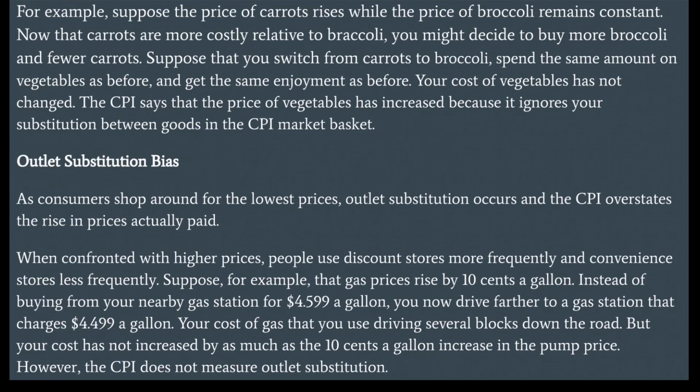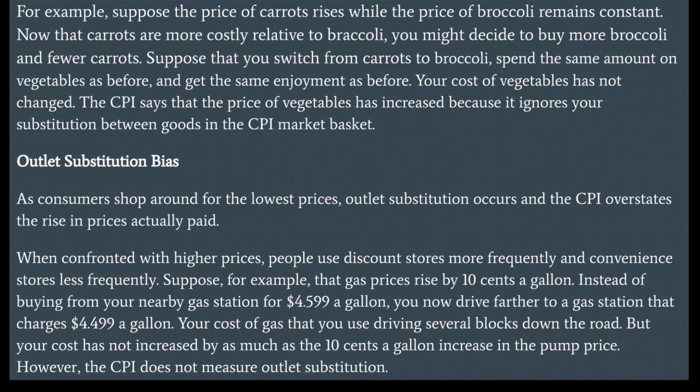The CPI says that the price of vegetables has increased because it ignores your substitution between goods in the CPI market basket. Outlet substitution bias. As consumers shop around for the lowest prices, outlet substitution occurs and the CPI overstates the rise in prices actually paid. When confronted with higher prices, people use discount stores more frequently and convenience stores less frequently.